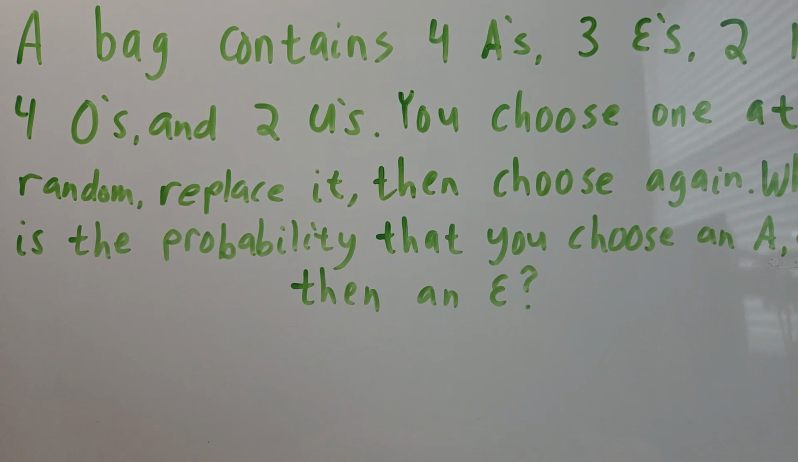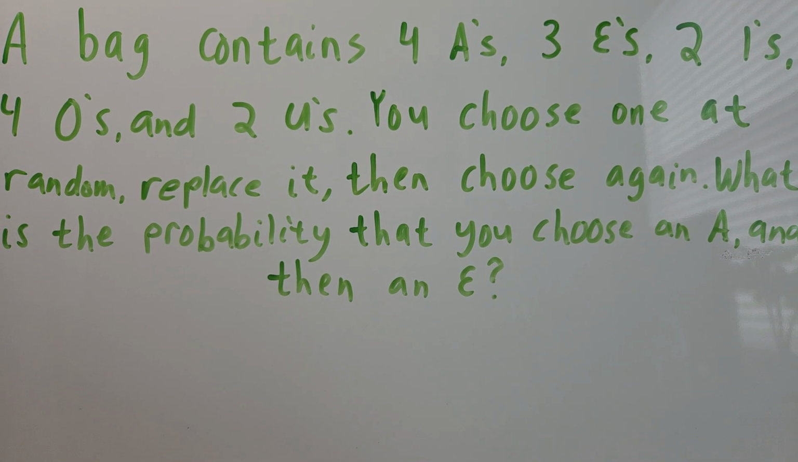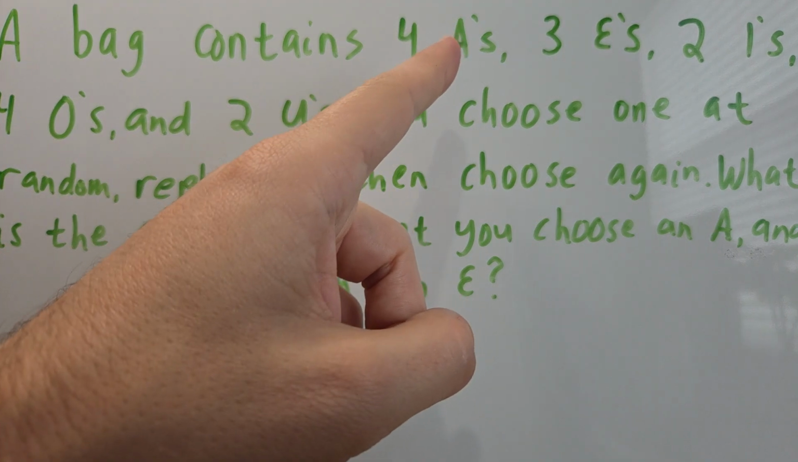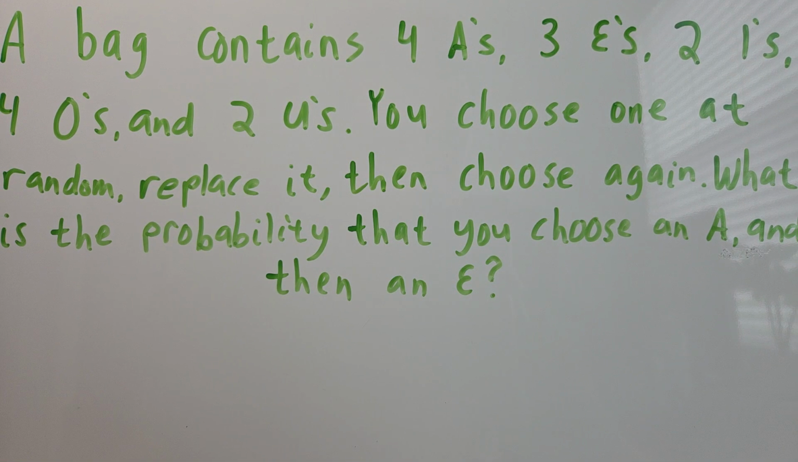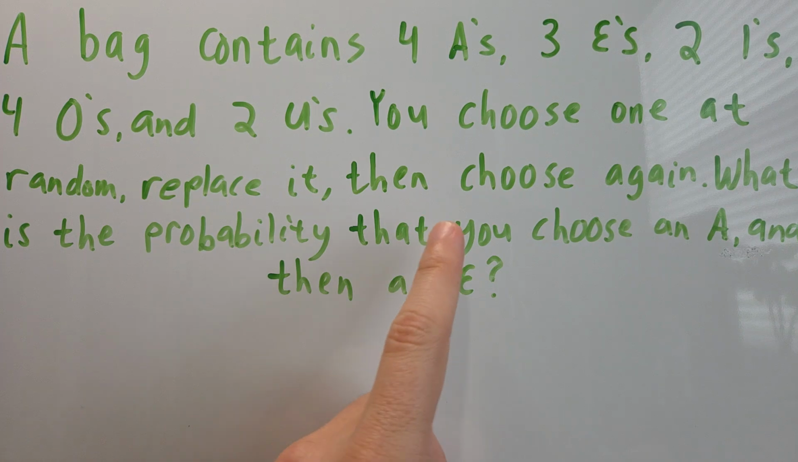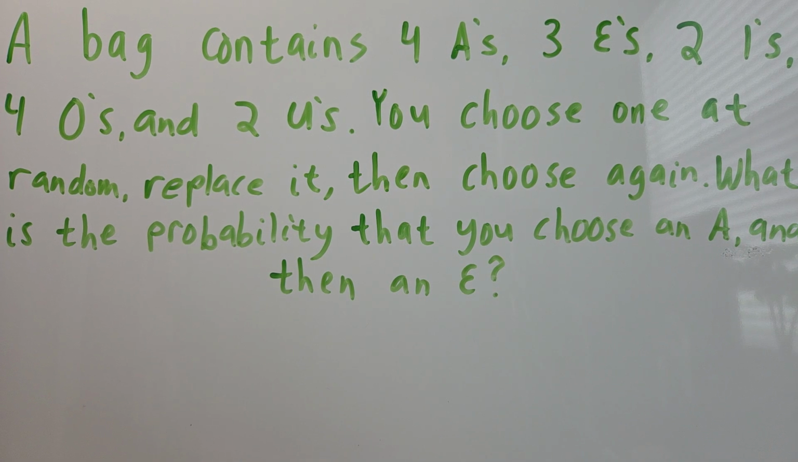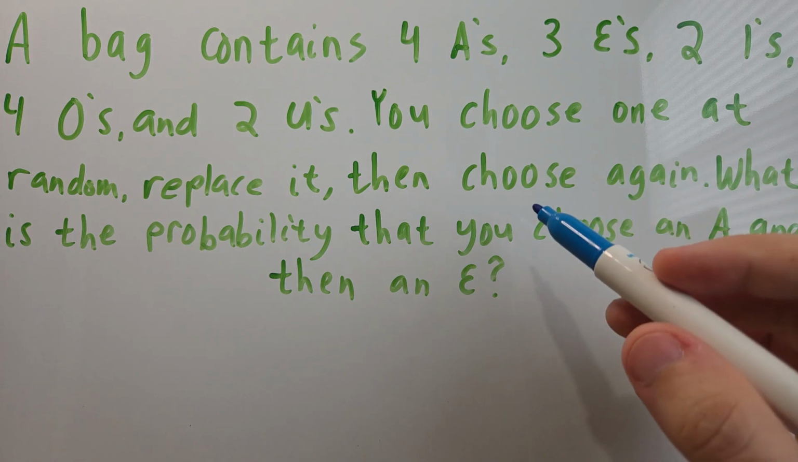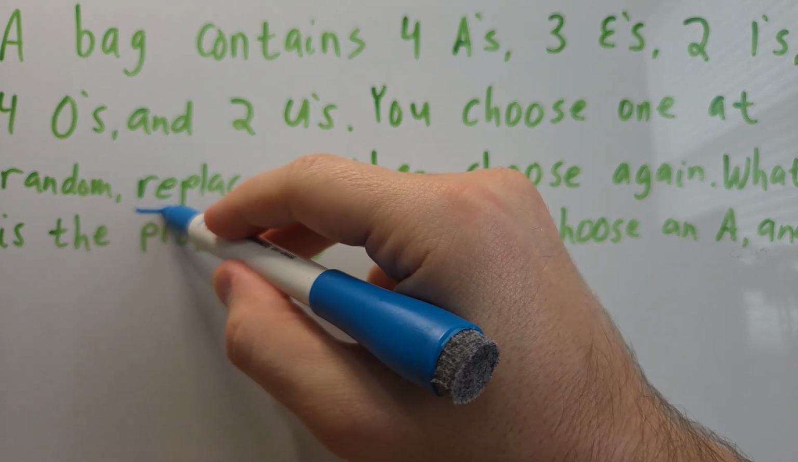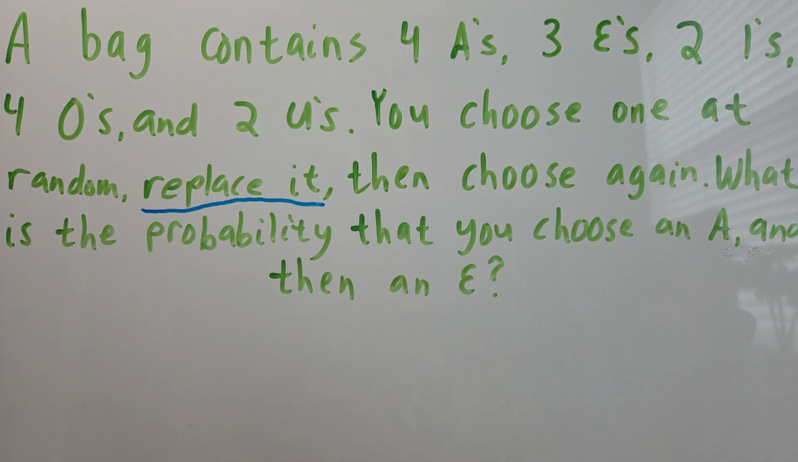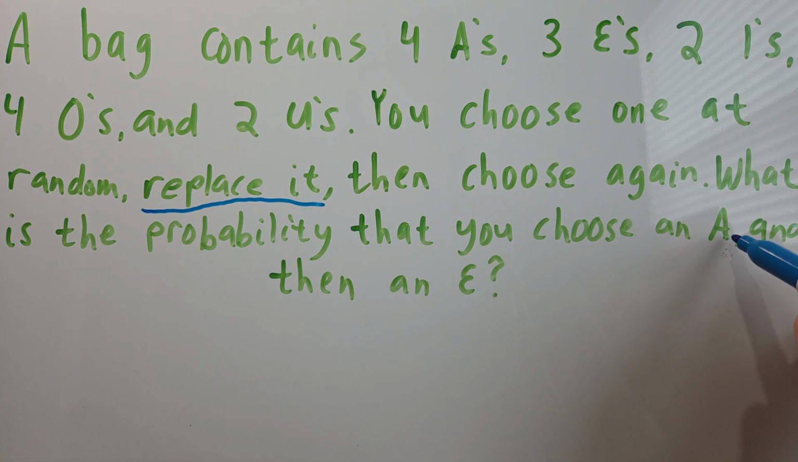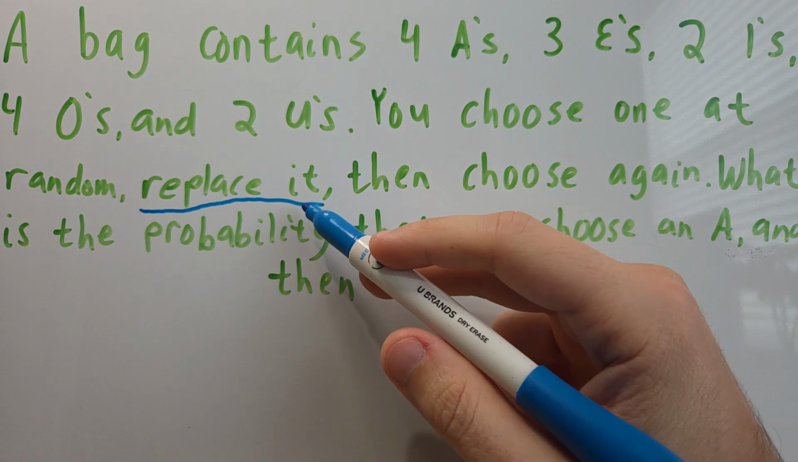Let's look at one more example. Here we have a bag that contains vowels. We have 4 A's, 3 E's, 2 I's, 4 O's, and 2 U's. You choose one of these tiles at random, replace it, and then choose again. What is the probability that you choose an A and then an E? The key to this problem is right here. Whenever you deal with a probability where you're looking at a problem that says with replacement, that is key for independent events. So we're looking at choosing an A and then an E with replacement.